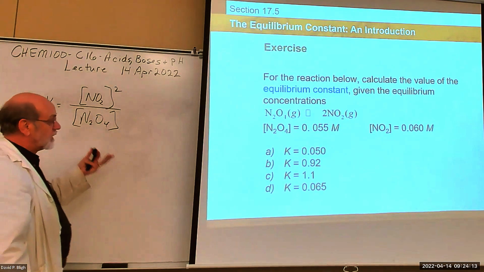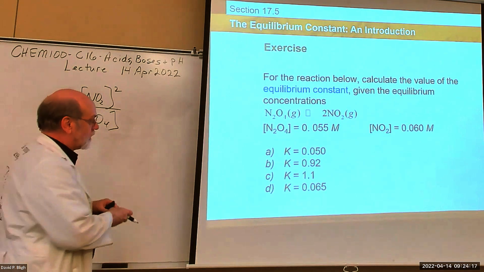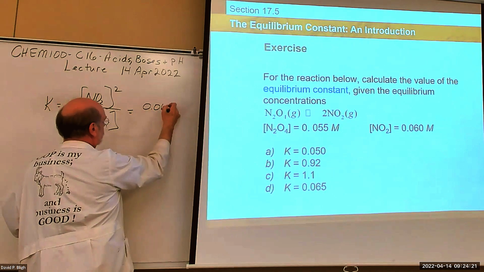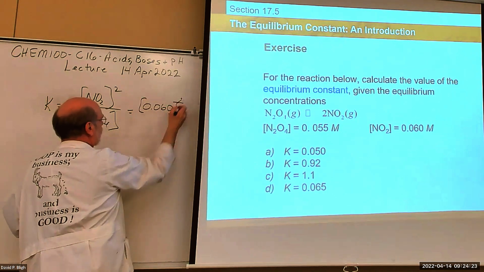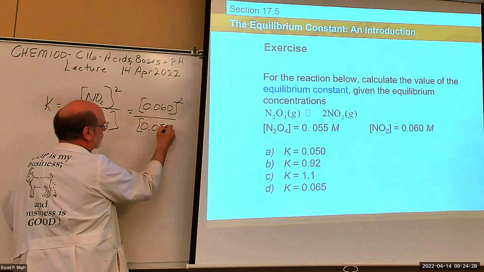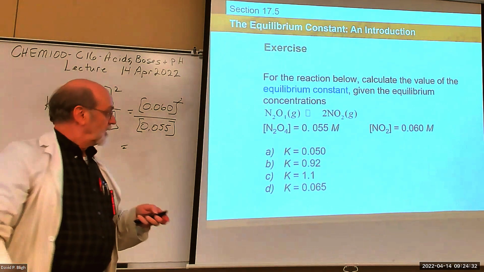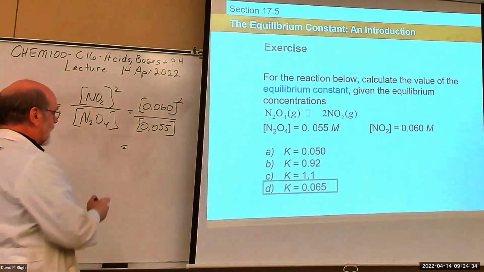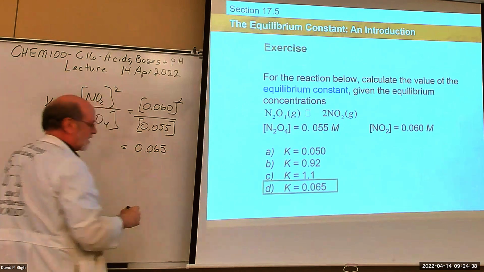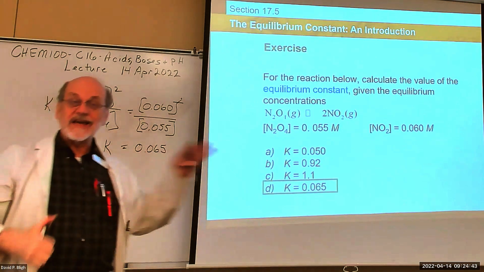And now all we have to do, since we're given the values, is take the product value of 0.060, square it, and divide that by 0.055. Then we get a value of 0.065. 0.065 is the K value, given those data.